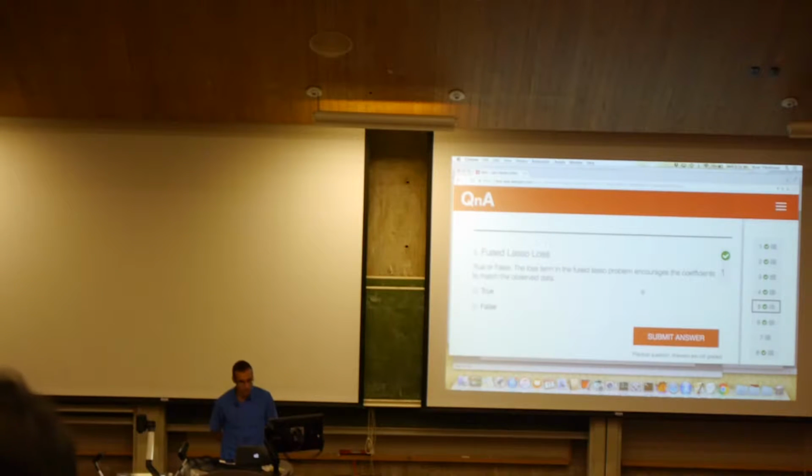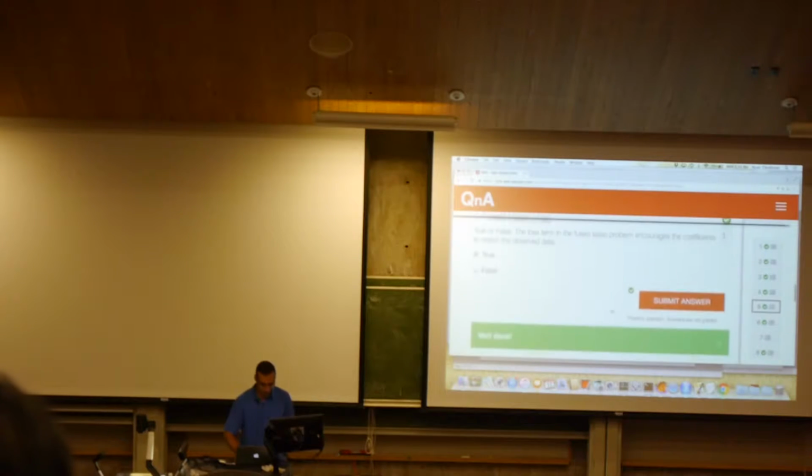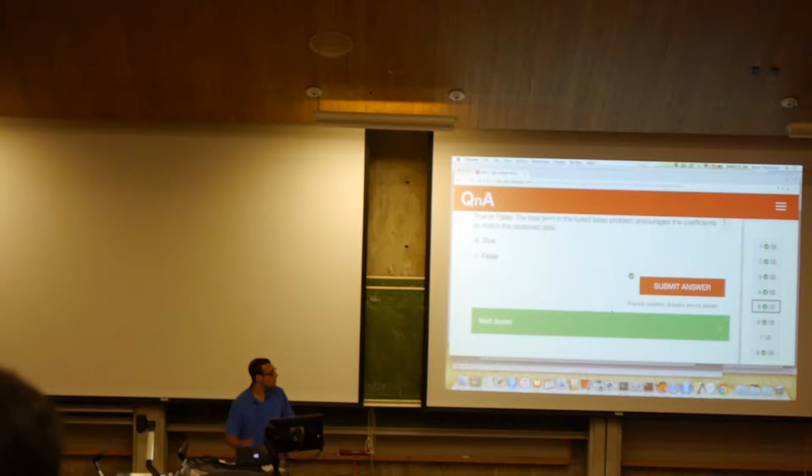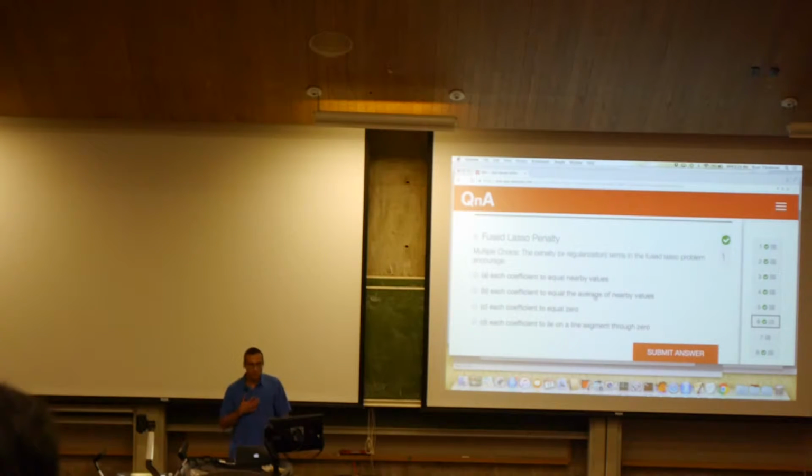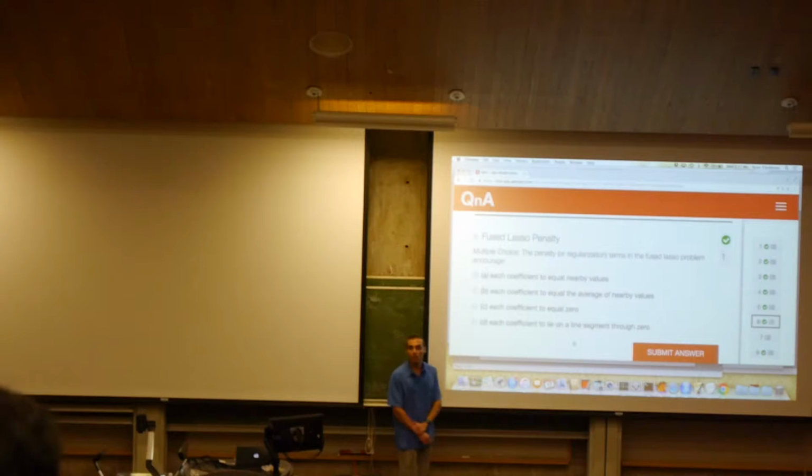Fused lasso. The fused lasso loss term encourages the coefficients to match the observed data. True, right? That one's kind of obvious by looking at the squared error loss. It was the sum of, say, yi minus theta i squared, where yi was the data and theta i were the parameters we're fitting. Fused lasso penalty. The penalty terms in the fused lasso problem encourage each coefficient to equal nearby values, each coefficient to equal the average of nearby values, each coefficient to equal 0, or each coefficient to lie on a line segment through 0.